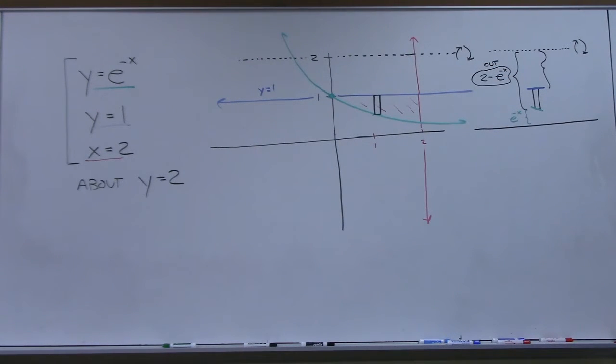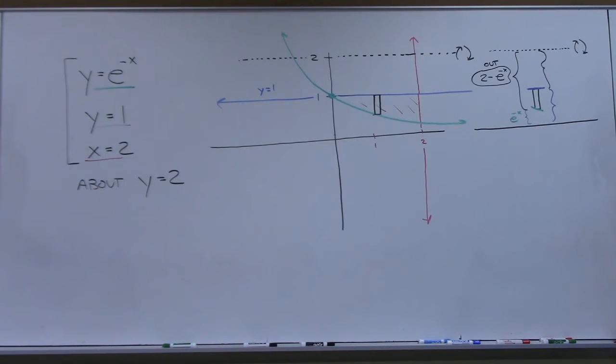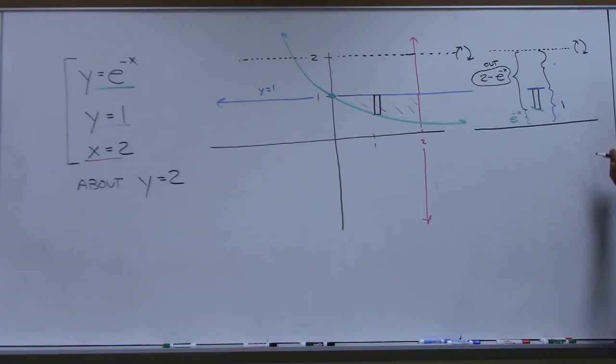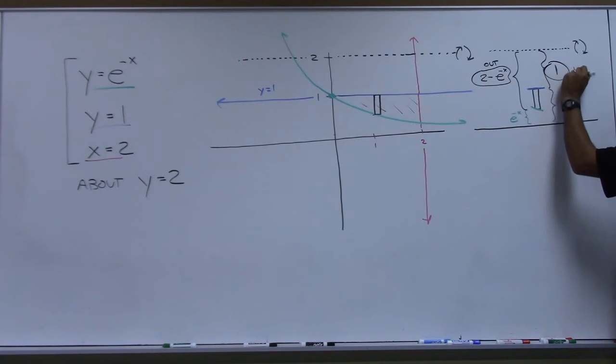The inner radius is found the same way, but this time you have to figure out what this distance is first. What's that? That's 1, right? That never changes. The distance from the x-axis up to the blue is 1. So that means the distance from the blue back to here has to be what? 1 also. 2 is the whole distance, 2 minus 1. This will always be 1. And that right there is the inner radius.